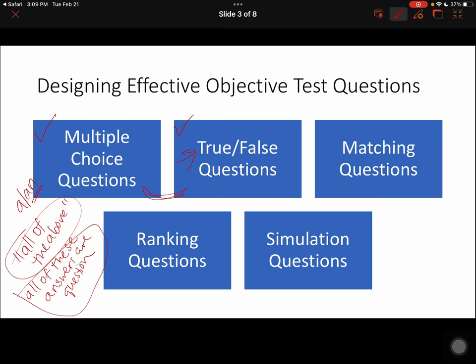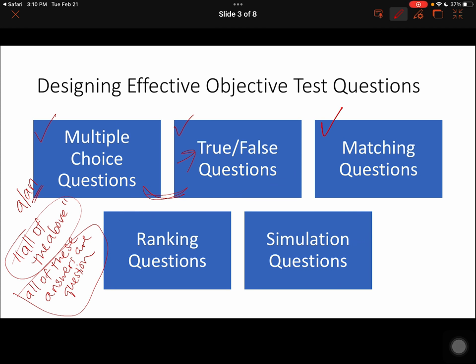Try, again, not to use words that will give away the answer. Universal statements like always and never tend to be false. So just try to make sure you word your question in a way that is not going to immediately give it away. Matching questions are really helpful for students to demonstrate that they understand definitions and terms.